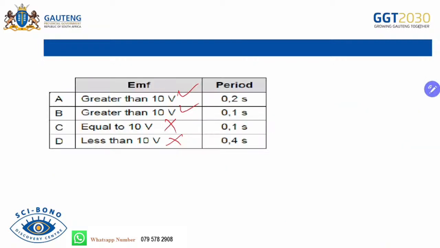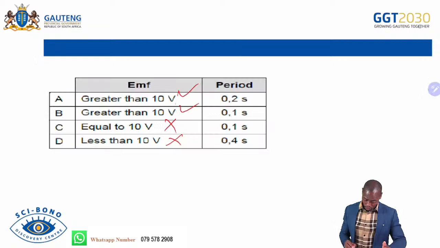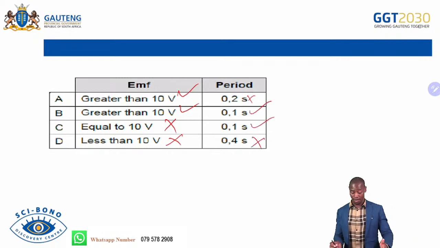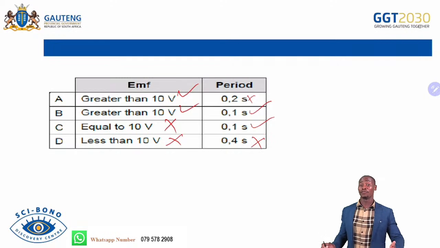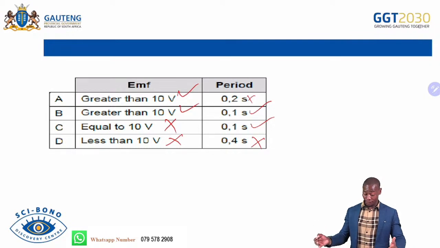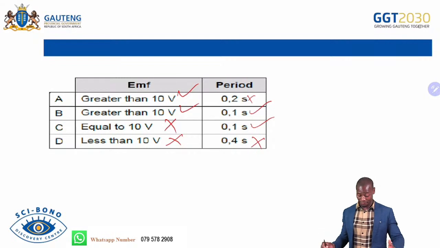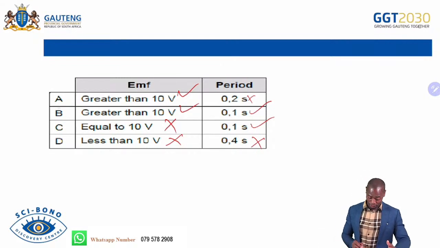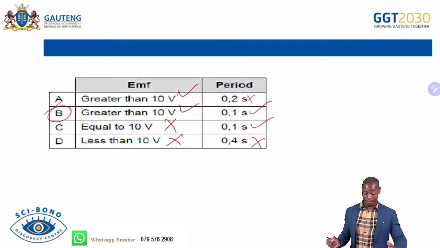So let's check. Obviously here, it can't be 0.2. It has to change. It will be 0.1. It can't be 0.4, right? It was going to be 0.4 if we were decreasing the speed by the factor of 2. Then frequency decreased by the factor of 2, but period increased by the factor of 2. So the correct answer here is going to be B for this one.